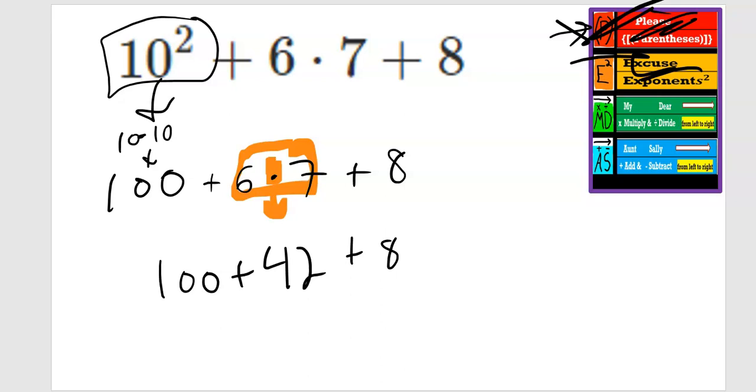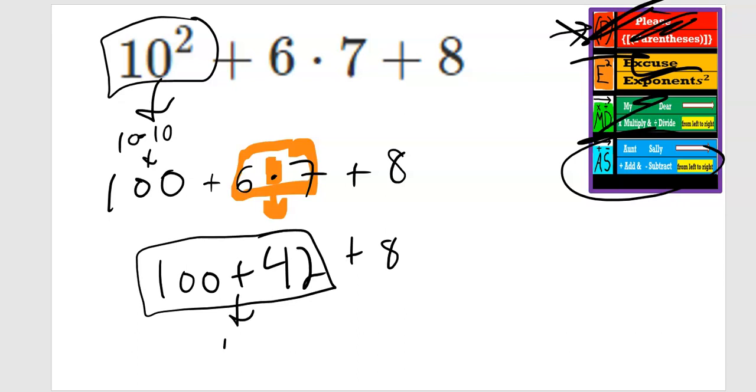Now, this is add, right? So now, any more multiplying, dividing? No. The only thing left is add and subtract. We're just going to add from left to right. In this case, because of the commutative property it can go either way, but 142 plus 8 is 150, which is the answer. All right, your turn.